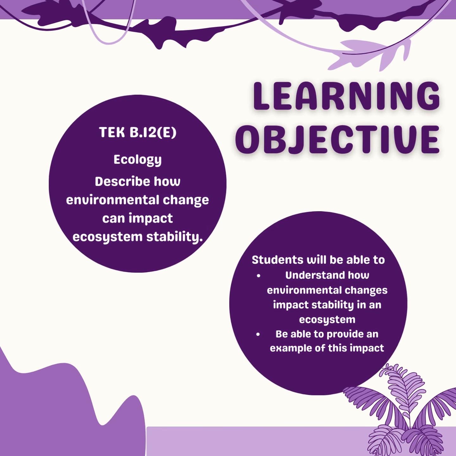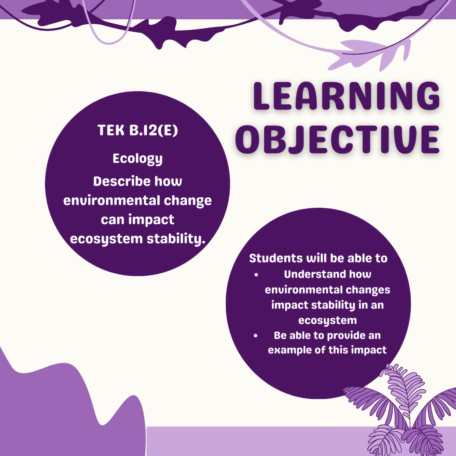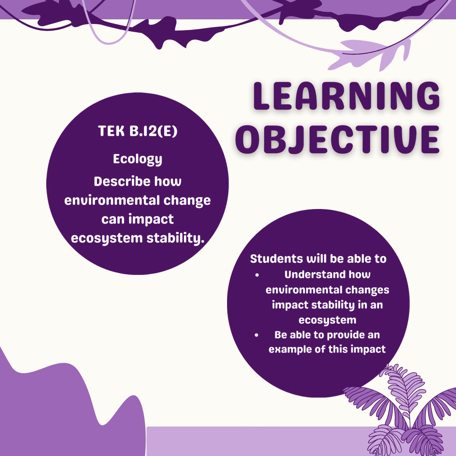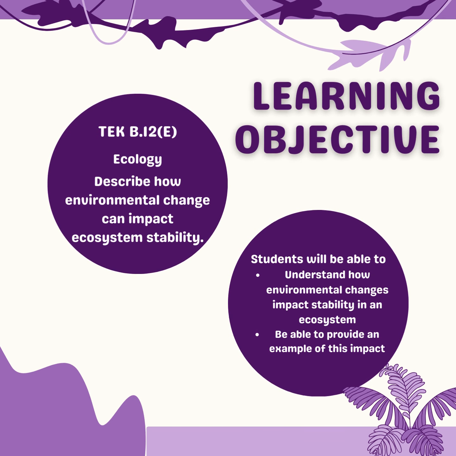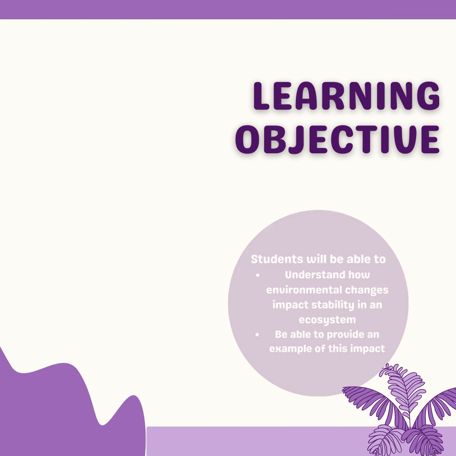For our learning objectives, we're doing B.12e as stated before, it's ecology, and everybody's going to describe how environmental change can impact an ecosystem's stability. At the end of this lesson, students will be able to understand how environmental changes impact stability in an ecosystem, and you will be able to provide an example of this impact.